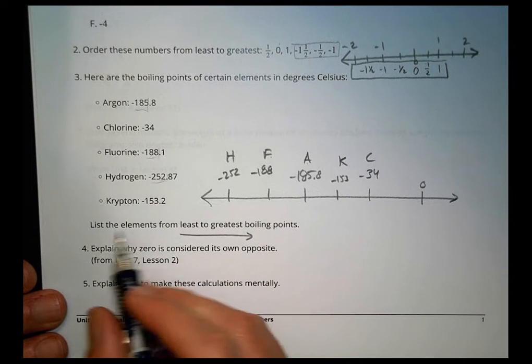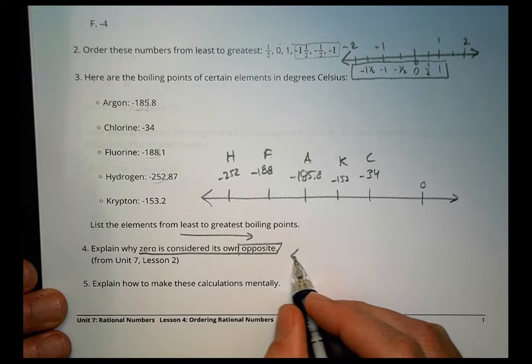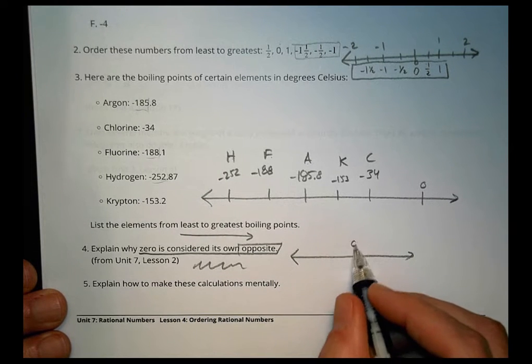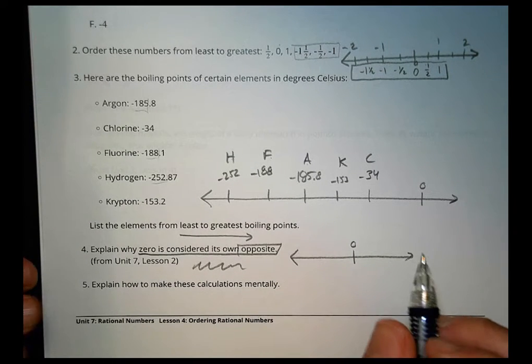Okay, for number 4, I want you to explain why 0 is considered its own opposite. So you're going to write something down with some words here for why 0 is its own opposite. I'm going to let you do that one there because it's a great little question for you to think about.